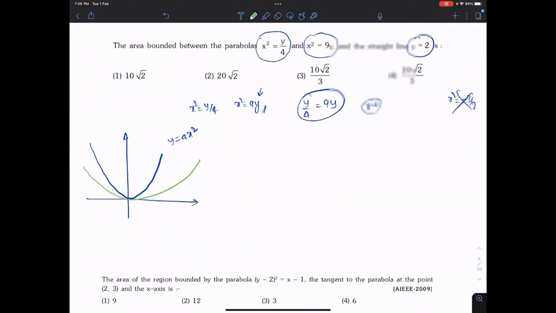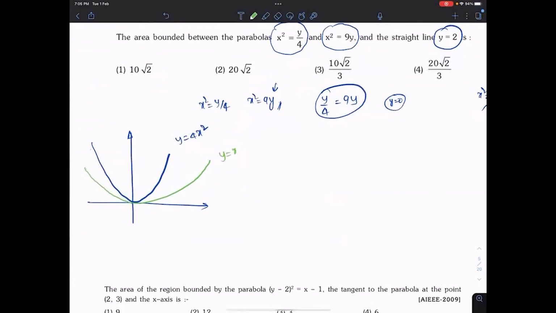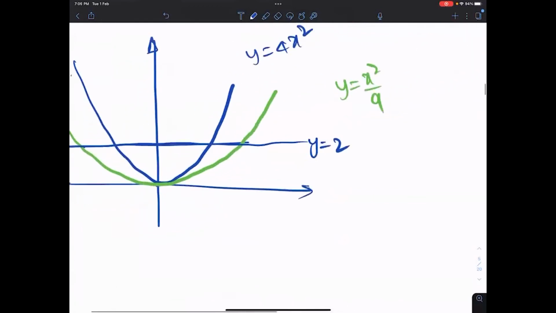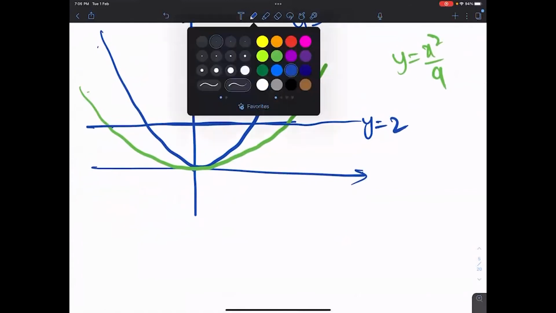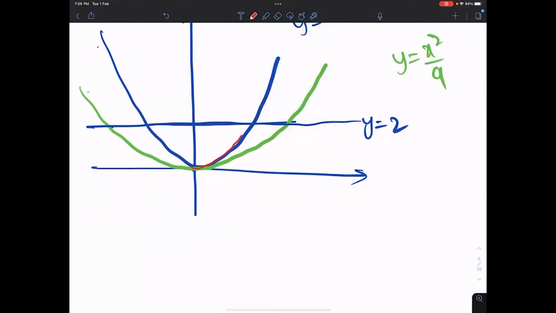So this is nothing but y equals x square by 9. And y equals 2, they are saying. So draw y equals 2. So it will be somewhere here like this. Sorry, on the right side, the symmetry I have not maintained. Then y equals 2 will be like this. Now, area bounded by these three means you have to see the area for which these three are the boundaries. So can I say this one?